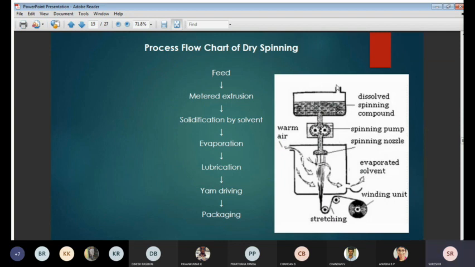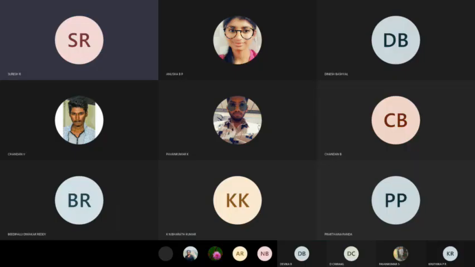Okay. So these are the three important types of spinning process that are very important from the examination point of view. In almost all the papers, at least one of them has been repeated a number of times. So this is about the dry spinning process. Next I'm going to show another presentation, the comparison of the three different spinning processes.